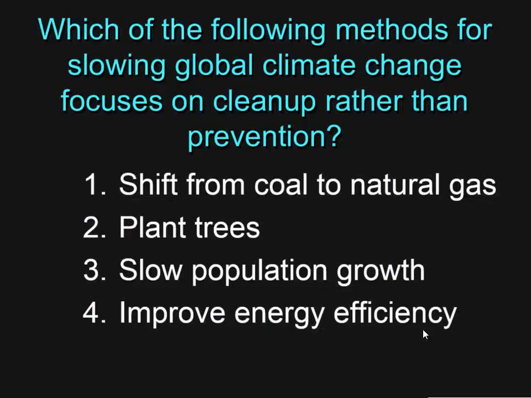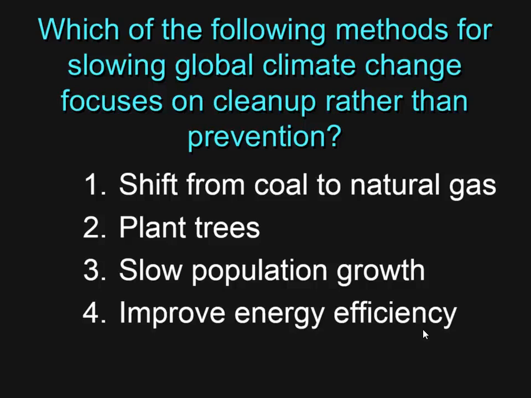So, which of the following methods for slowing global climate change focuses on cleanup rather than prevention? So, adaptation versus mitigation. A shift from coal to natural gas, to plant trees, to slow population growth, or to improve energy efficiency.